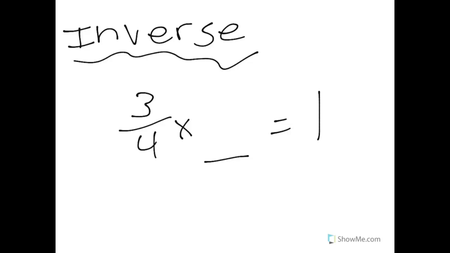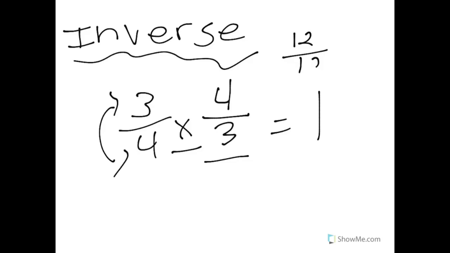The product of a non-zero number, so it can't be zero, and its reciprocal or multiplicative inverse is 1. So the reciprocal or inverse basically is the number flipped. Okay, so I have 3/4 times blank equals 1. Well, the reciprocal would be 4/3. I'm just flipping these two because, of course, 3 times 4 would be 12, and 4 times 3 as the denominator should be 12. 12 over 12, same thing as 1.